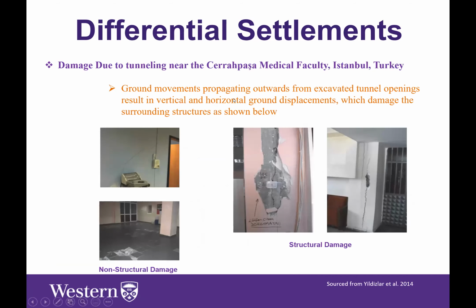Now, another example could occur due to tunneling. The ground movements propagating from an excavated tunnel opening would result in vertical and horizontal ground displacements, as we know. When these displacements reach the topsoil strata, settlement troughs are created, new strains are introduced and could produce damage, as you can see over here. These photos are of a medical facility in a place called GeoRamadan. I hope I'm pronouncing this right. It's in Turkey. Okay.